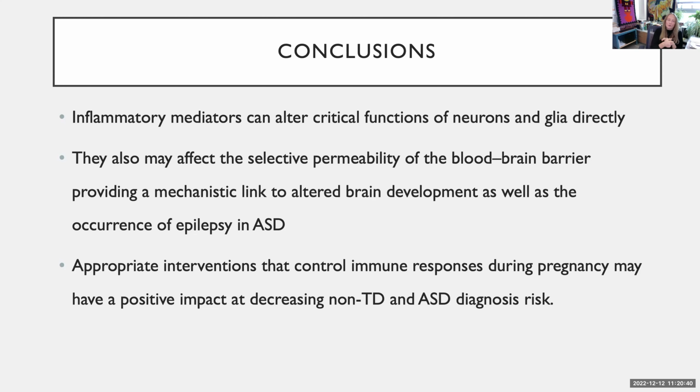They may also affect the selective permeability of the blood-brain barrier, providing a mechanistic link to altered brain development, as well as the occurrence of epilepsy in autism. Maybe these fatty acids originated from the fetus, which we don't know, and maybe there are some issues with the permeability of the blood-brain barrier. Appropriate interventions that control immune responses during pregnancy may have a positive impact at decreasing the non-TD and ASD diagnosis risk.